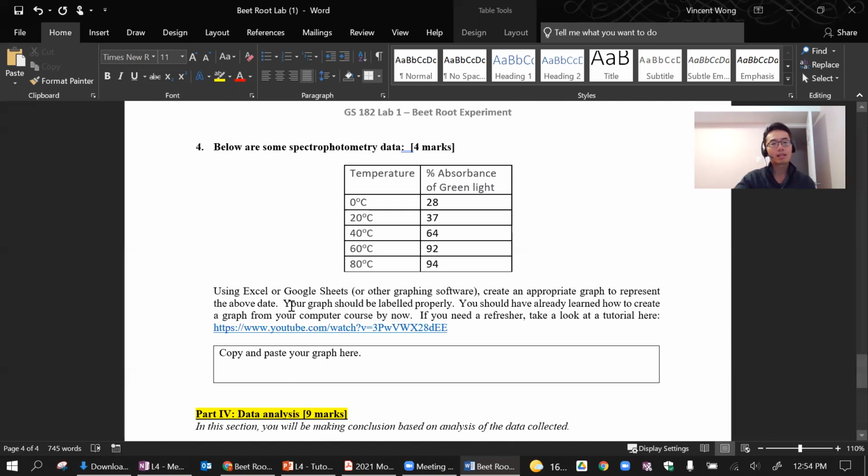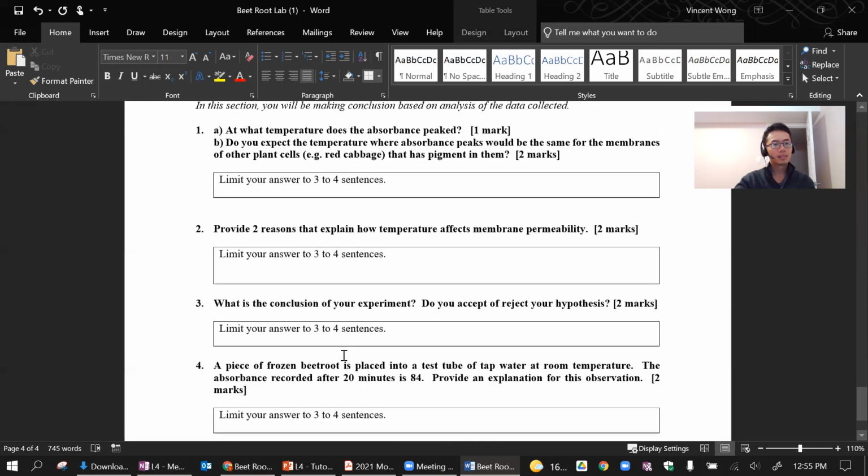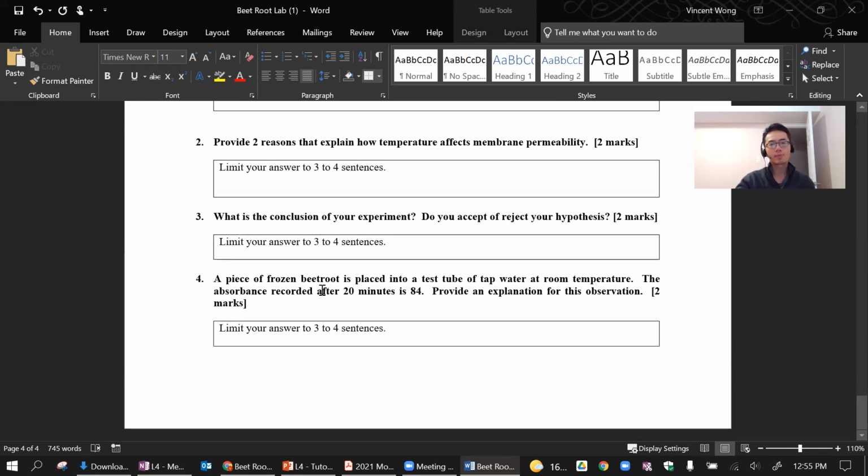I know you have learned how to do that from your computer class. If you don't know how to do it, you can watch a YouTube video. It's quite simple, but then you will plot that. Make sure you have labeled axes and proper titles, and you submit your graph here. Is that okay? Anybody have any questions so far about the lab? Okay, and then you will answer all these questions. That's basically it, and then you will save a copy.